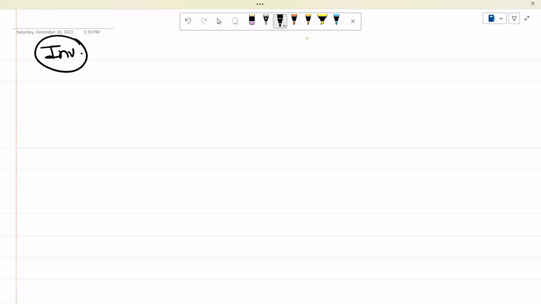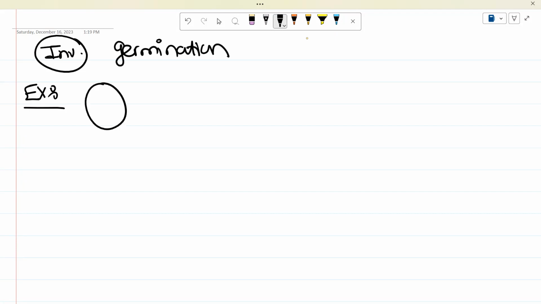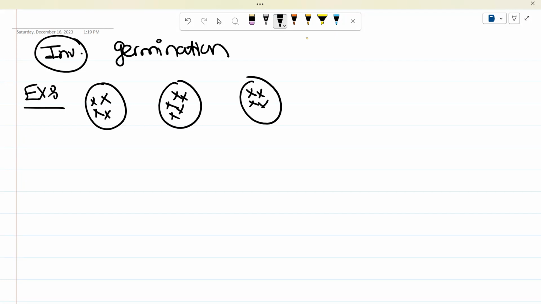Now, investigations. Usually, you will be given an investigation in the question. For example, we are studying the rate of germination. So in the investigation, what did they do? They got 3 Petri dishes and they put 4 seeds in every Petri dish, the same type of seed.